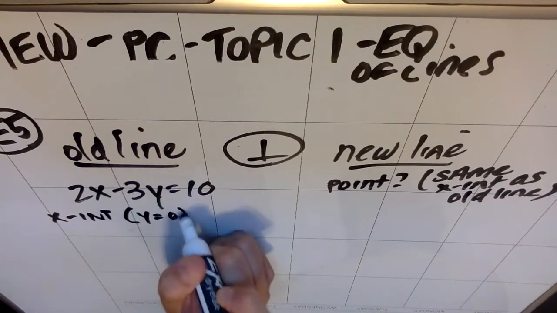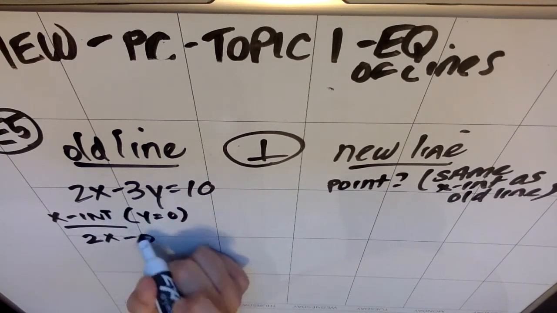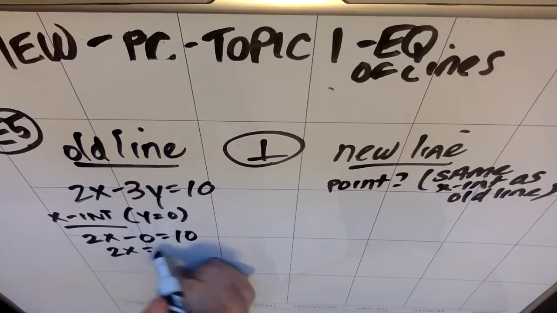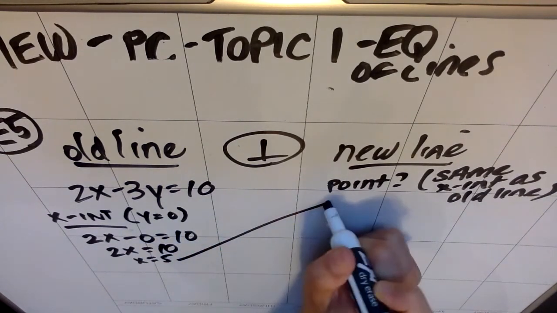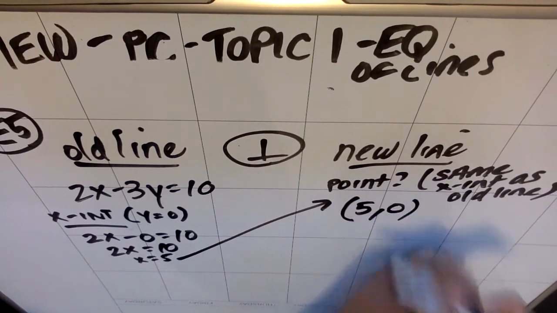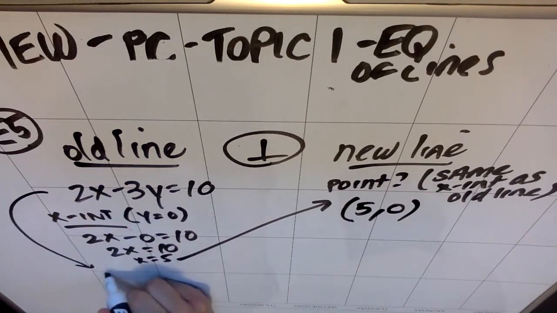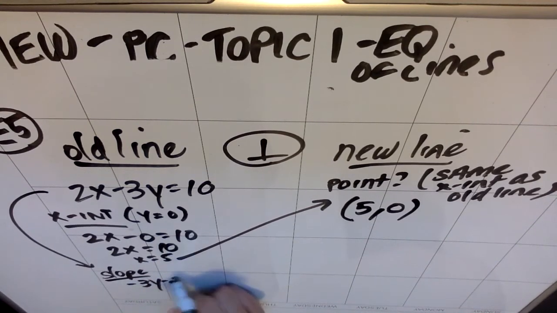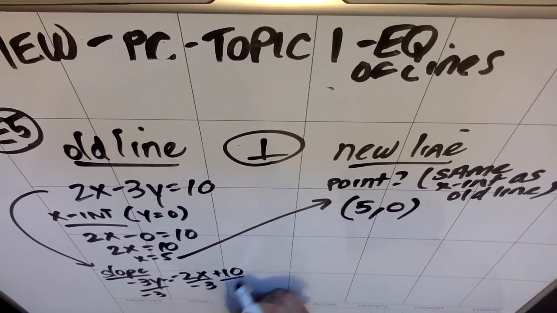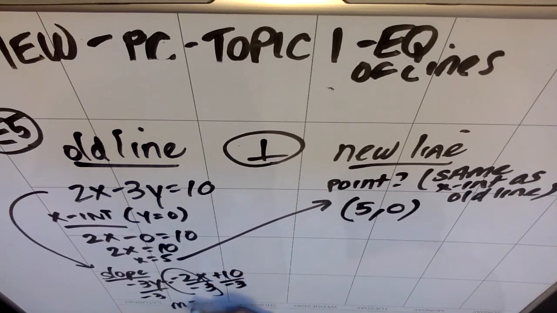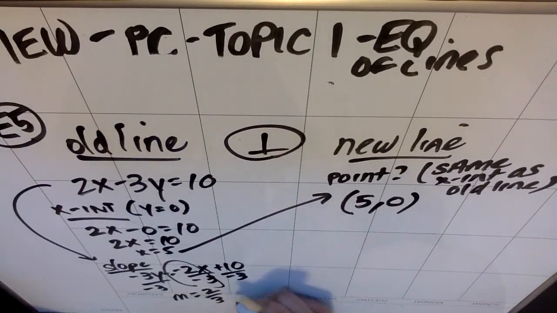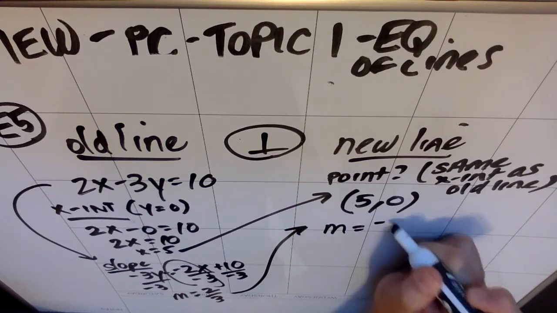X-intercept means that you plug in y equals 0. So that would be 2x minus 0 equals 10. 2x equals 10, x is 5. So first piece of information I have is that 5, 0 is the point. Great. Second piece of information I need to do is I now need to find that slope, right? So the slope of the old line is going to be -3y equals -2x plus 10. I divide everybody by -3, and I get that the old line has a slope of 2/3. But remember that perpendicular means flip slope change sign, so it must mean that my new slope is a -3/2.